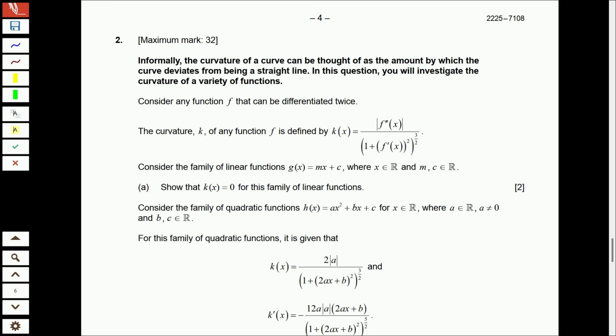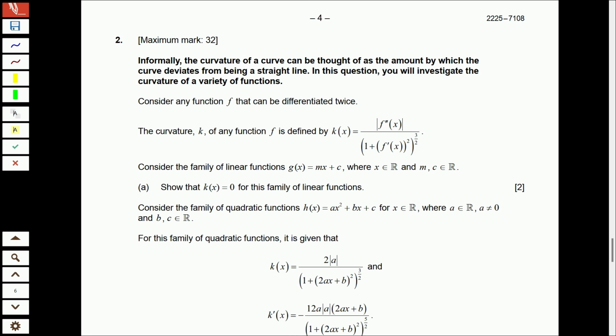Question 2. Informally, the curvature of a curve can be thought of as the amount by which the curve deviates from being a straight line. In this question, you will investigate the curvature of a variety of functions. Consider any function f that can be differentiated twice. The curvature k of any function f is defined by the given formula. Consider the family of linear functions g of x equals mx plus c. Show that k of x equals 0 for this family of linear functions.